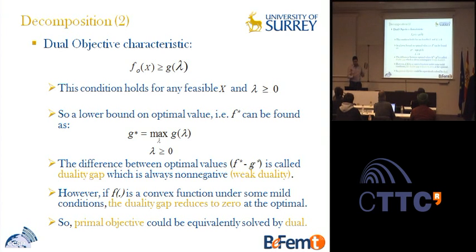The difference between the values of these two objectives, primal and dual, at the corresponding optimal points, is called the duality gap. In general, based on the first characteristic that we talked about, this duality gap is always a non-negative number, but it's not necessarily 0. This is called weak duality in the literature. As we said, this gives us just a lower bound on the main objective. However, if our primal objective is a convex function, under some mild conditions it has been proven that this duality gap reduces to 0 at the optimal point. What we get from this is that the primal objective can be equivalently solved by the dual at the optimal point, because at strong duality they both give us the same value.